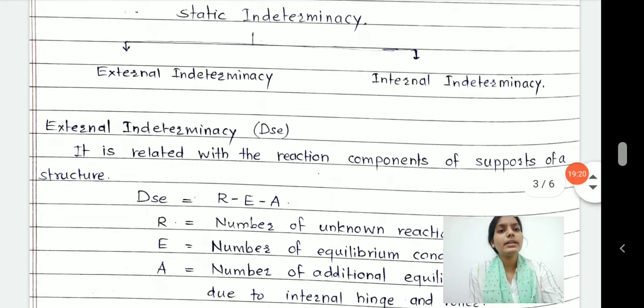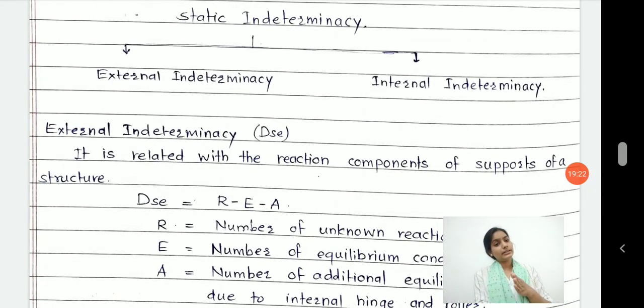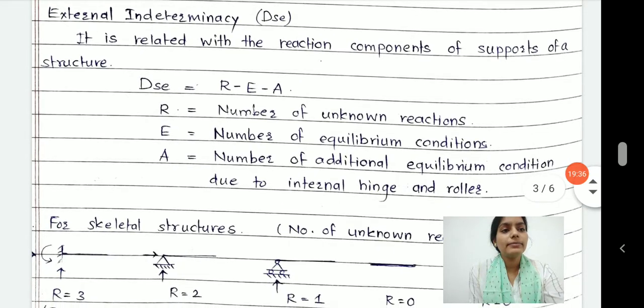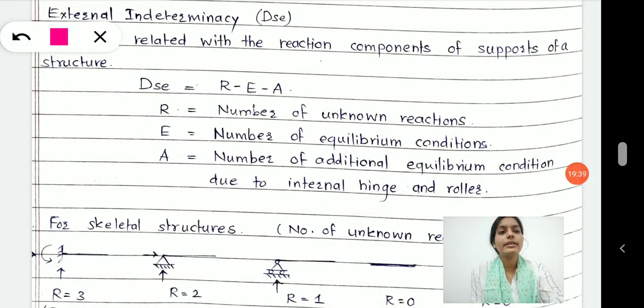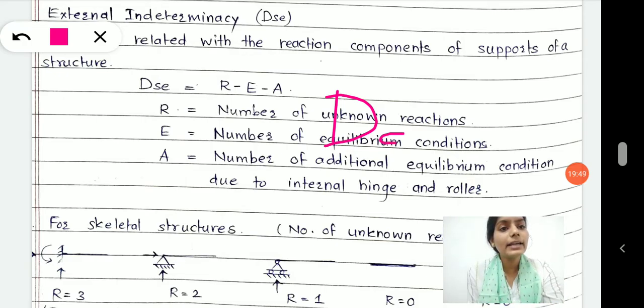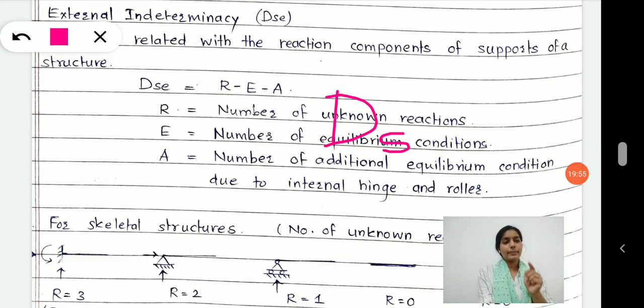Now statically indeterminate structures can be internally indeterminate or externally indeterminate. Let's see what externally indeterminate stands for and what internal indeterminacy stands for. When I say external indeterminacy, we will represent it. Hereafter, degree of indeterminacy will be represented by capital D. The symbol for degree of indeterminacy is capital D. Now I am dealing with static indeterminacy. Therefore capital D with the suffix S is used.